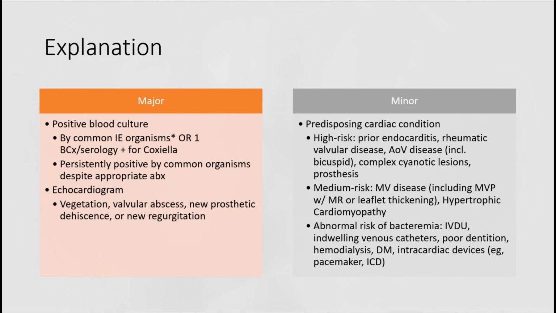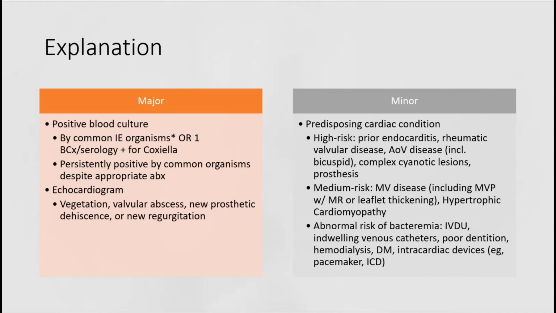For positive blood culture, it is by common endocarditis organisms, or 1 blood culture positive, or serology positive for Coxiella, or persistently positive by common organisms despite appropriate antibiotics. For echocardiogram, there will be vegetations or valvular abscess, new prosthetic dehiscence, or new regurgitation, and those will meet criteria for echocardiogram.